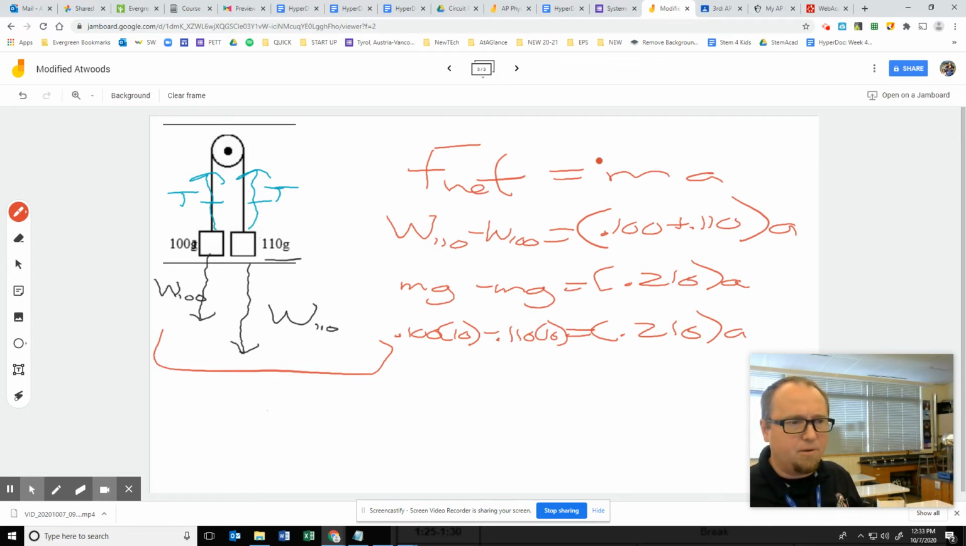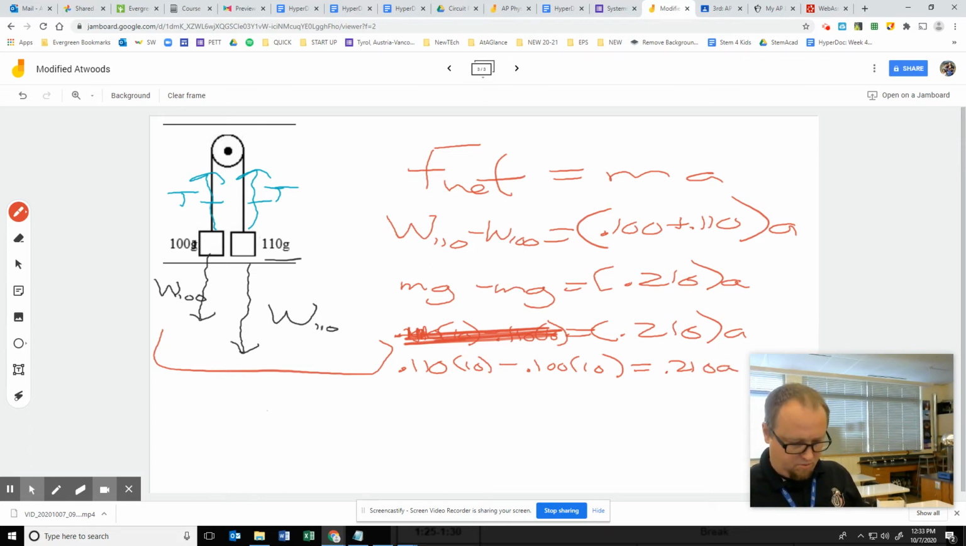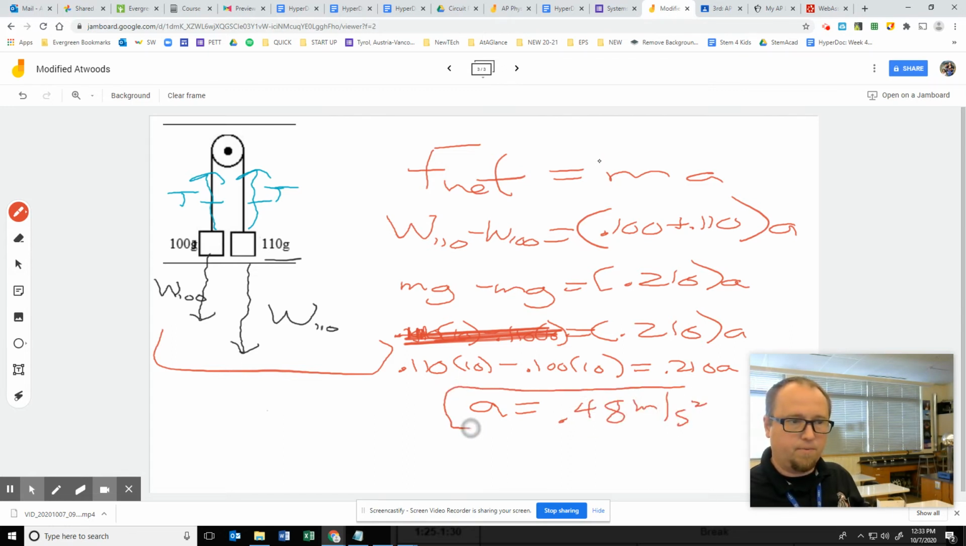Going backwards, I would have the bigger one first. So I just wrote those backwards. As I'm plugging it in, let's rewrite this line. So this would be the big one minus the little one. And so it gets 0.11 times 10 minus 0.1 times 10, and then divided by 0.21. So I get an acceleration of 0.48 meters per second squared. Okay, so there we go.